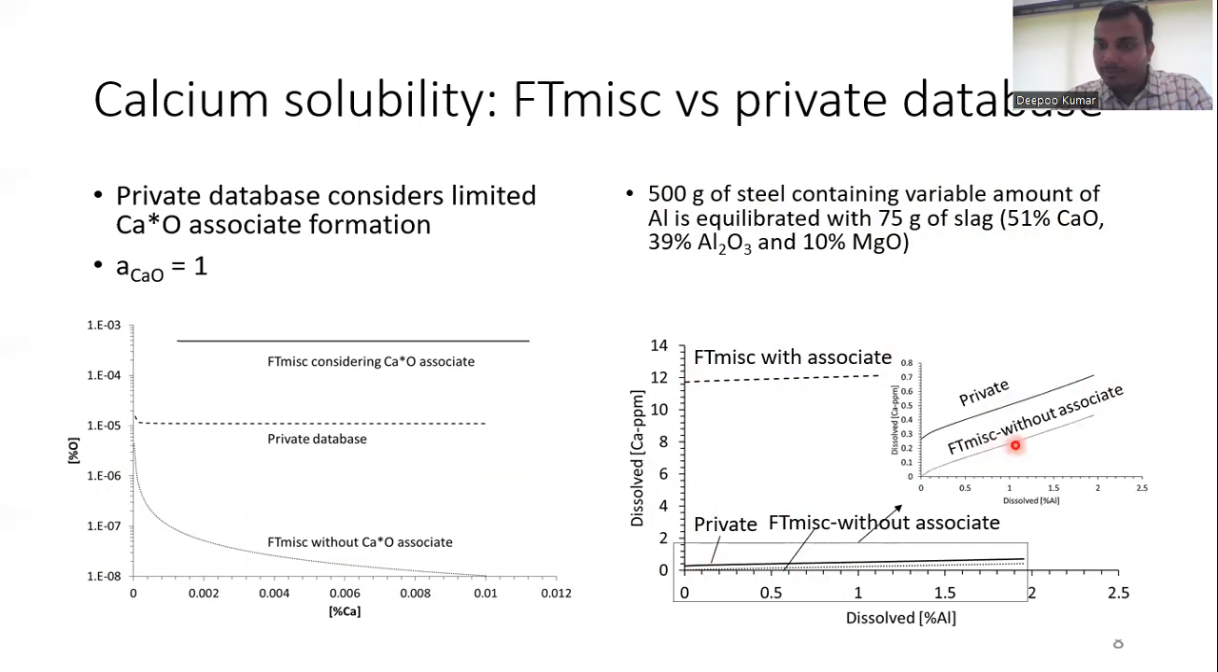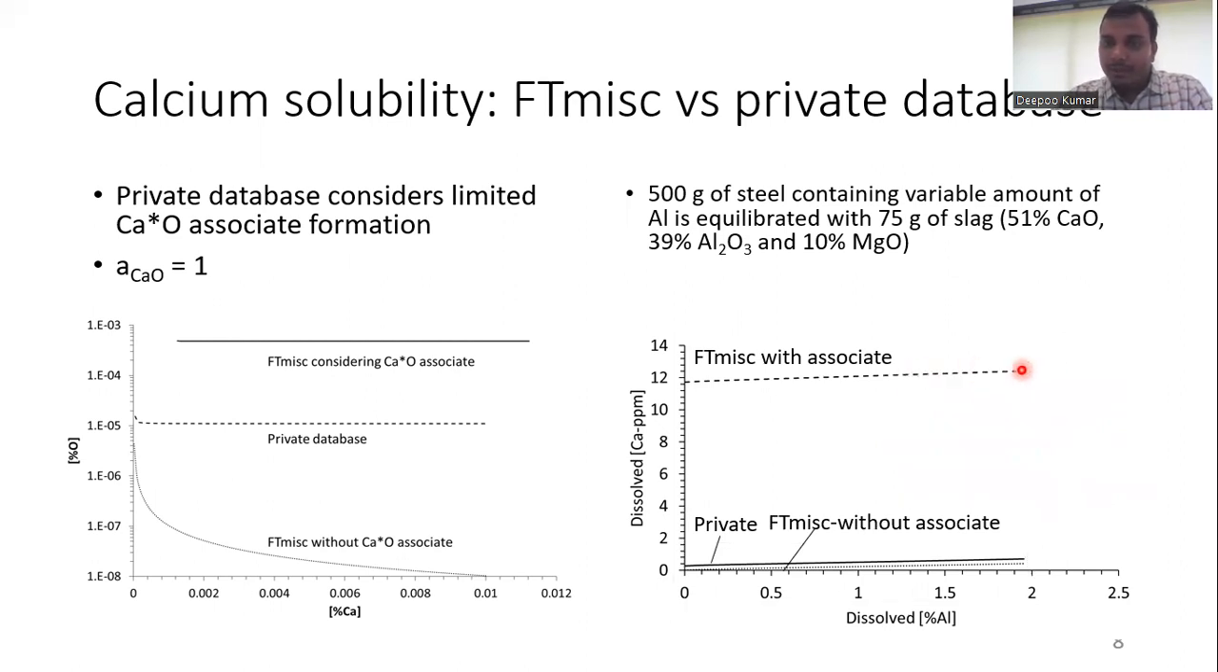So you can see that without associate we have this value, and private has this value. So typically at 2 weight percent, the without associate case will have somewhere around 0.3, and the private database will be somewhere at 0.7 ppm of dissolved calcium. And the standard database in FactSage gives about 13 ppm or so.